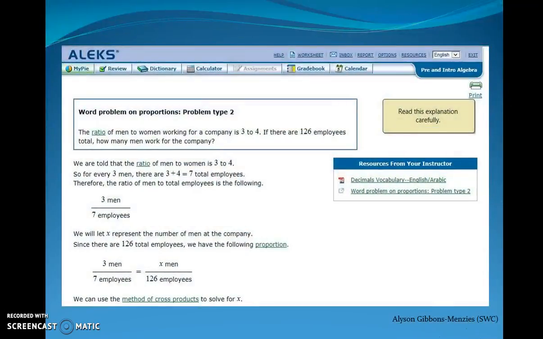So this is one way Aleks can help you when you are studying at home and you don't have your teacher to help you. Your teacher may also have put videos in a place called Resources to help you learn on your own. And of course if you're in class, your teacher can help and support you there too.